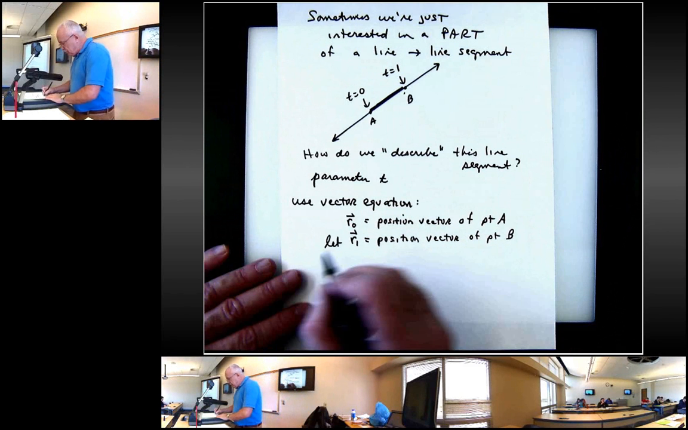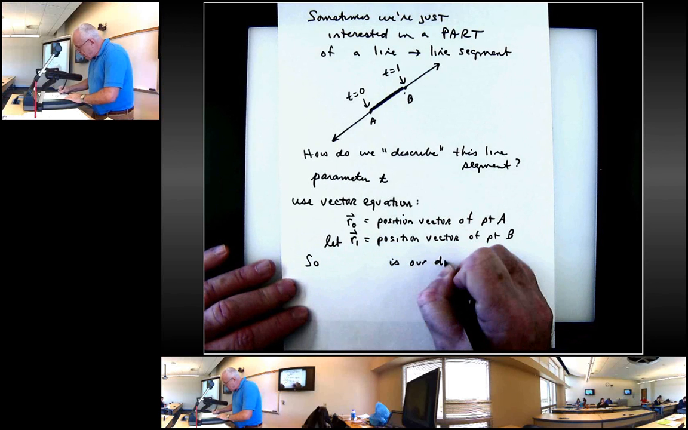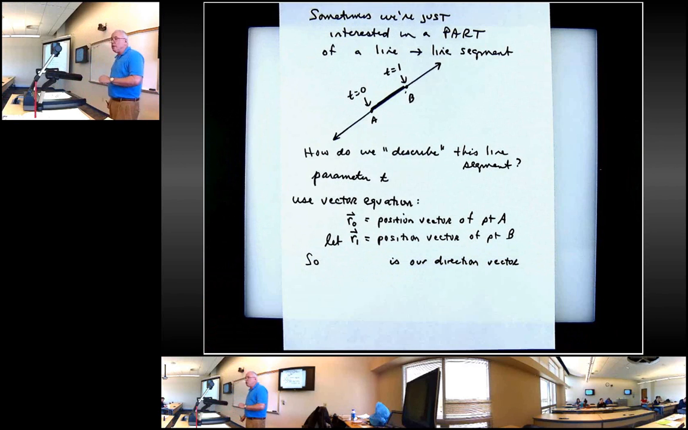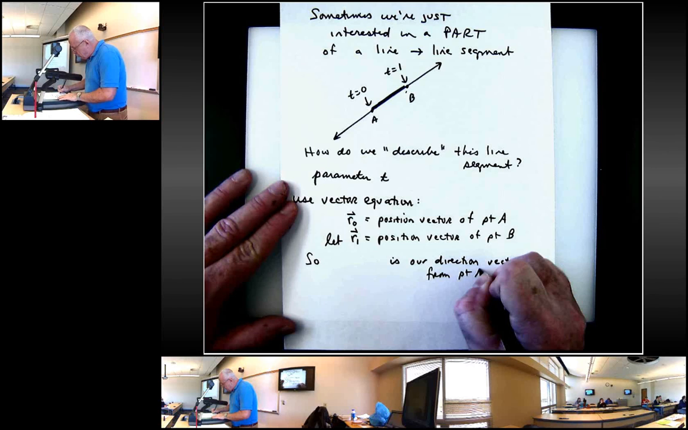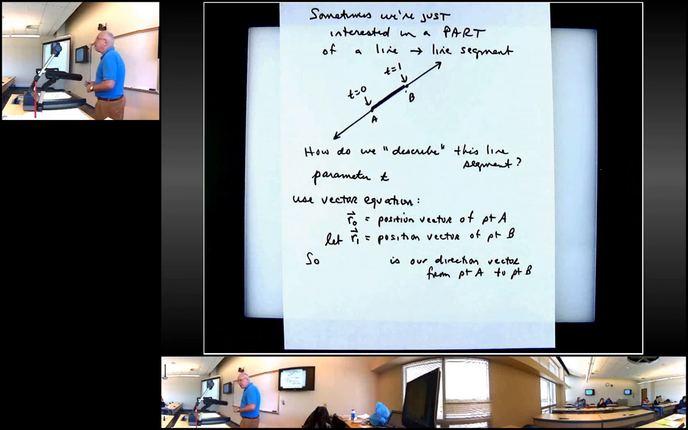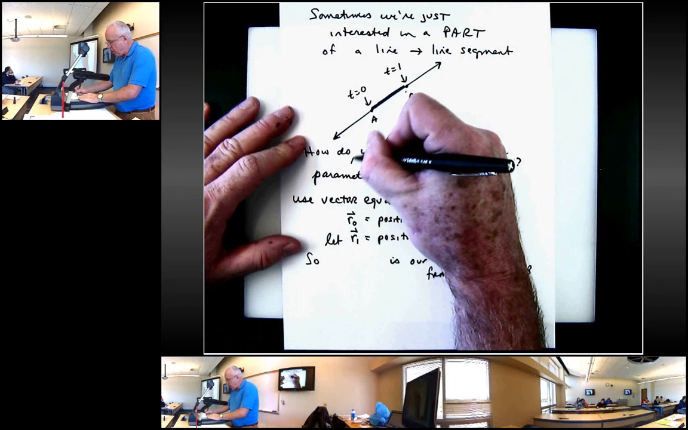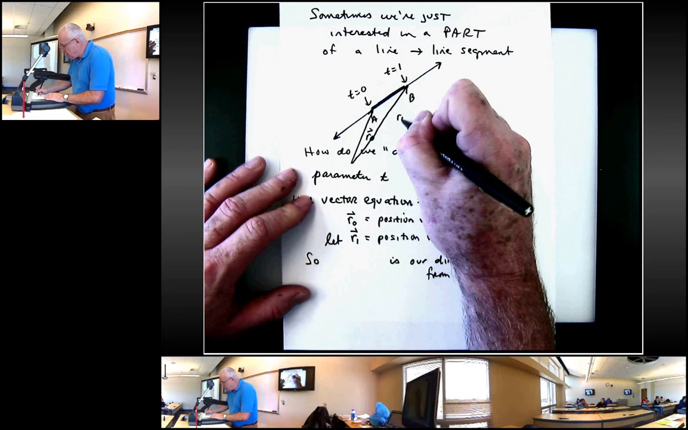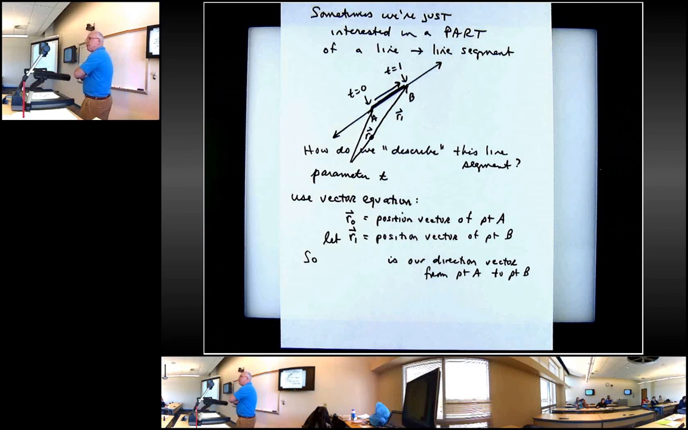How would we then describe the direction vector? So blank blank is our direction vector, or you could say our displacement vector, our direction vector from point A to point B. How would we describe that in terms of R naught and R1? Here's R naught pointing to A. Here's R1 pointing to B. How do I represent this part here, this direction vector?